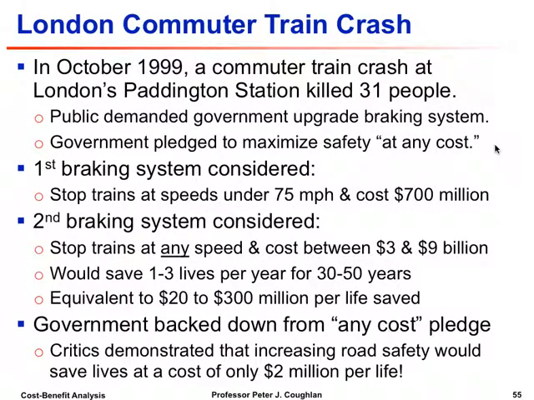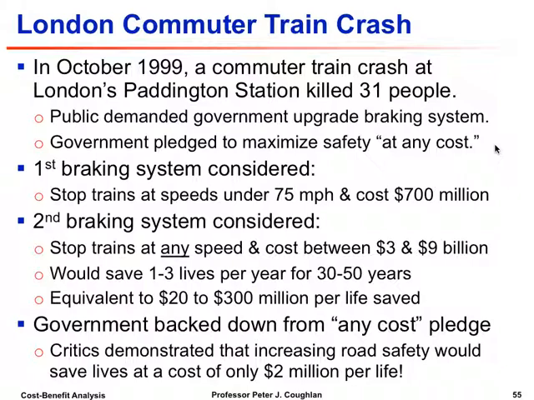Another example, consider the London commuter train crash. In October 1999, a commuter train crash at London's Paddington station killed 31 people. As a result, the public demanded the government upgrade the braking system on its trains to prevent this from happening in the future. And the government, in fact, pledged to maximize safety, quote, at any cost, right? We will do whatever it costs to maximize safety.